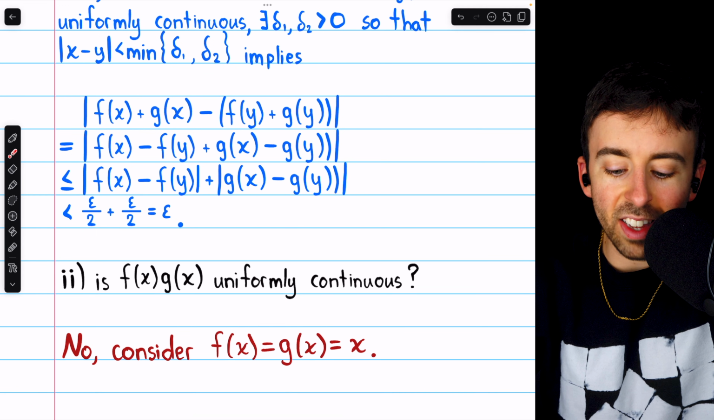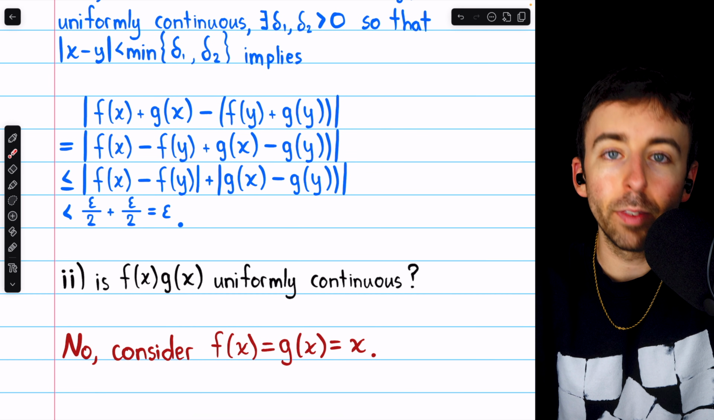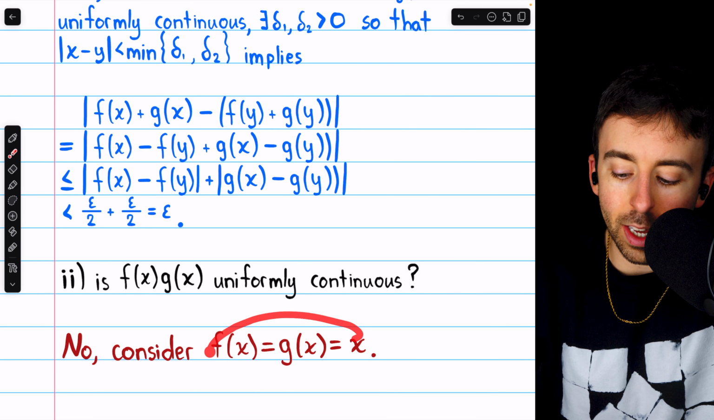All right, part 2 is the product, f times g. Is it uniformly continuous? Not necessarily. For a simple counterexample, consider the identity function.